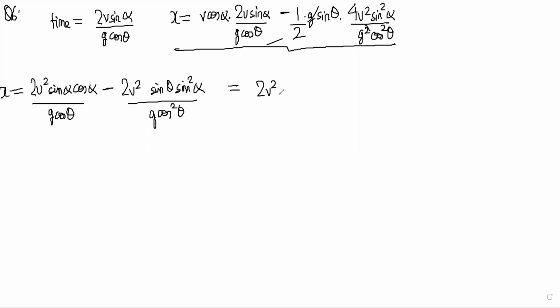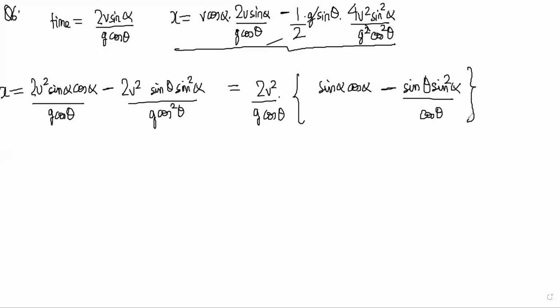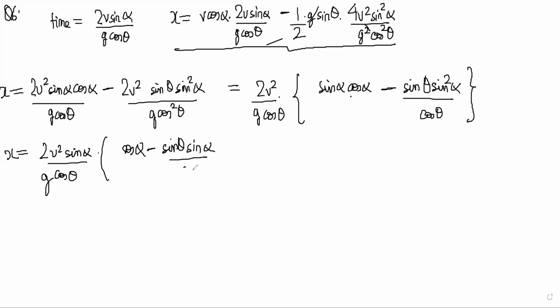Okay, so if you take 2v square by g cos theta common, you will get sine alpha cos alpha minus sine theta sine square alpha by cos theta, right? Correct. So actually we could have taken a sine alpha common also. So let's take sine alpha common as well. 2v square sine alpha by g cos theta. And now you have cos alpha minus sine theta sine alpha by cos theta.